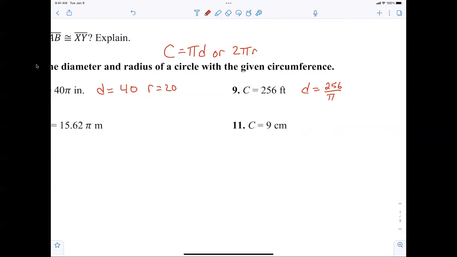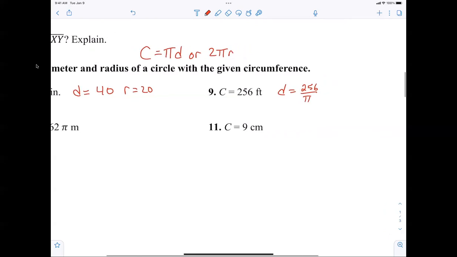Now, obviously, sometimes on standardized tests, they will say round to the nearest hundredth or thousandth or tenth or whatever. But the higher you get up in math, the more they'll say, just find the exact answer. So if the diameter is 256 over pi, then the radius would be what?